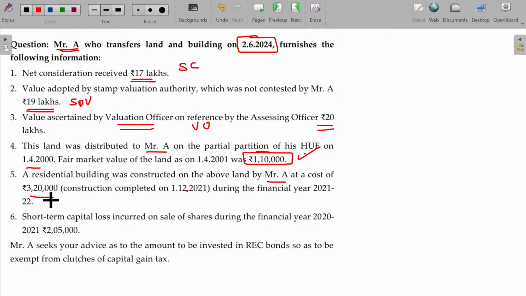Okay. This can be considered as cost of improvement. Short-term capital loss incurred on sale of shares during the financial year is also given. So short-term capital loss is there. We try to finish up the rest.